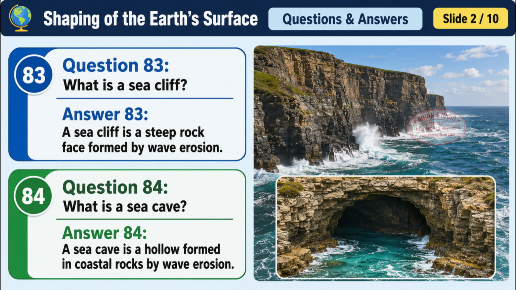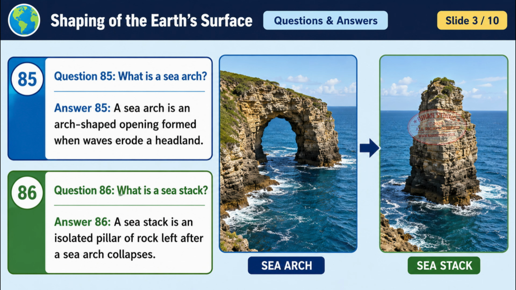Question 84. What is a sea cave? Answer 84. A sea cave is a hollow formed in coastal rocks by wave erosion. Question 85. What is a sea arch? Answer 85. A sea arch is an arch-shaped opening formed when waves erode a headland.